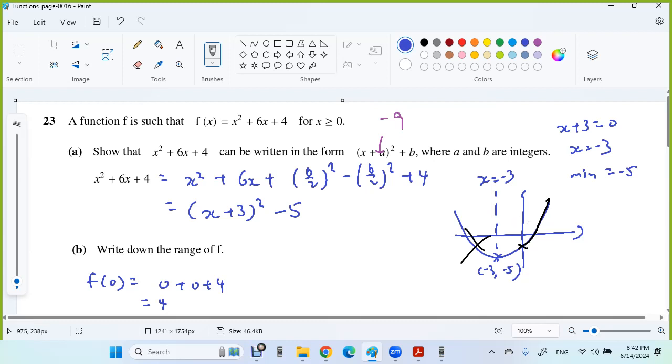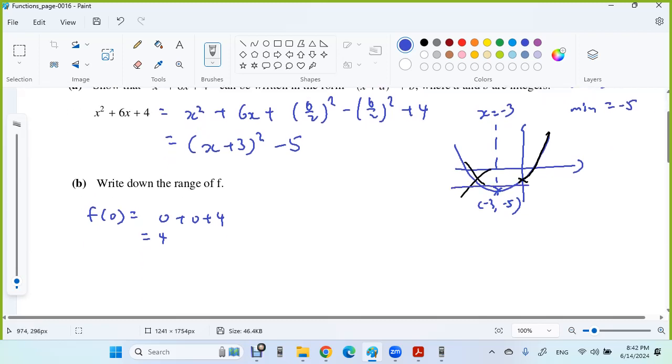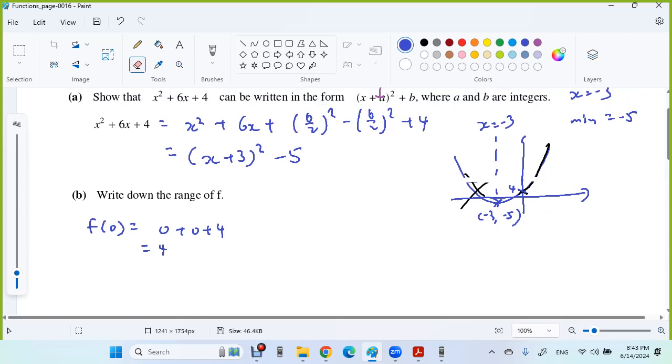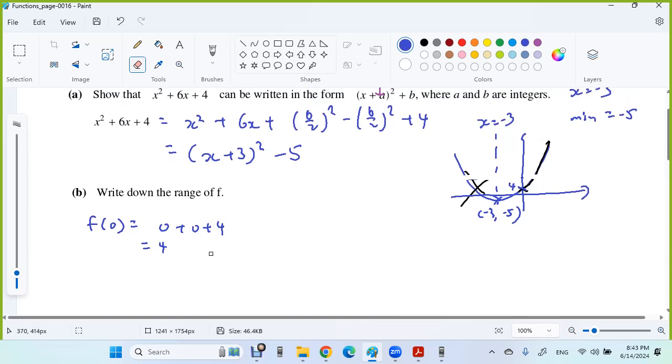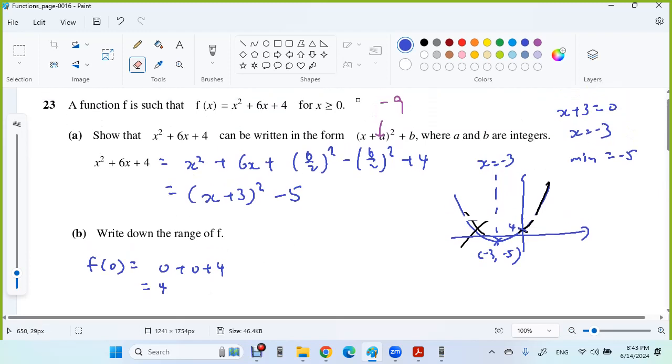Okay, the graph that I drew is actually wrong. It's maybe somewhere here. This is 4. So the graph looks like this. And then we know that 4 is the minimum point, and inclusive or not inclusive. So the range of f will be f greater than or equal to 4.